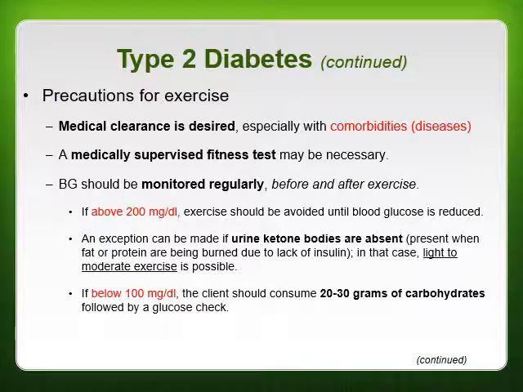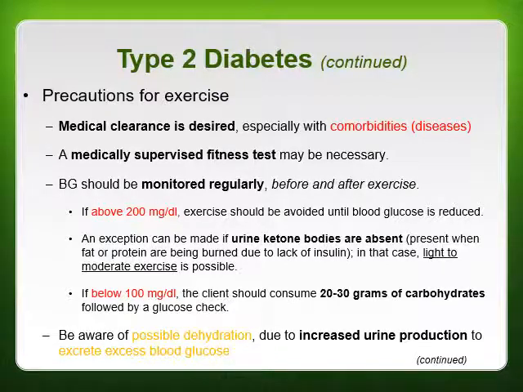Now, if their blood sugar is a bit too low, if it's on the low end of things, you might want to give them, well, not you, they should take 20 to 30 grams of carbohydrate, a little snack, and then check their glucose level so it gets into a reasonably normal, healthier range, and there's enough glucose in the blood to actually use for exercise.